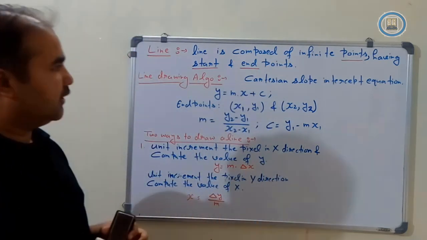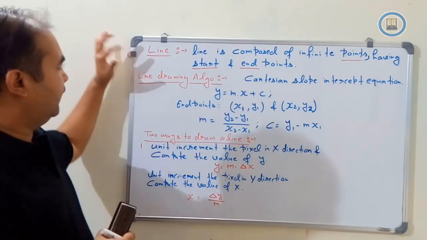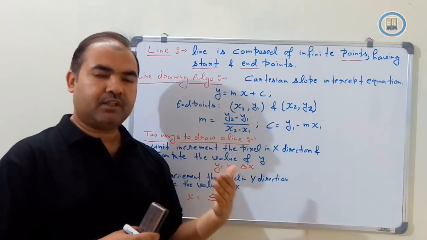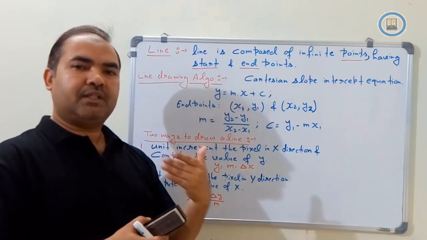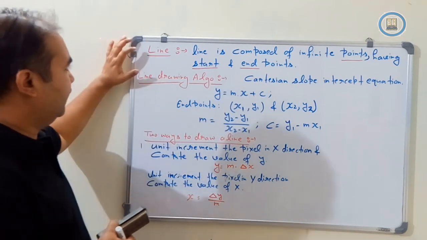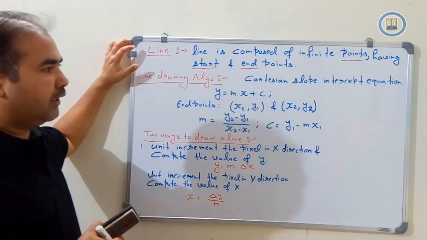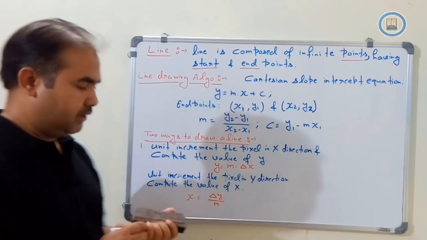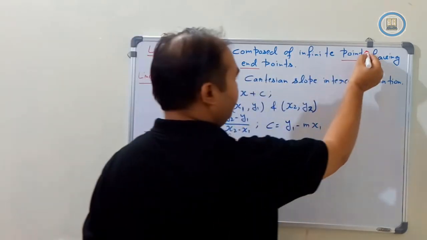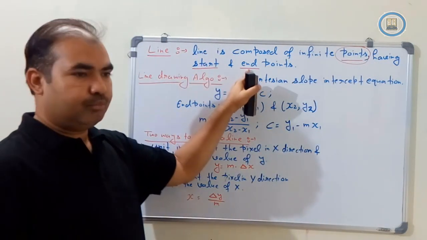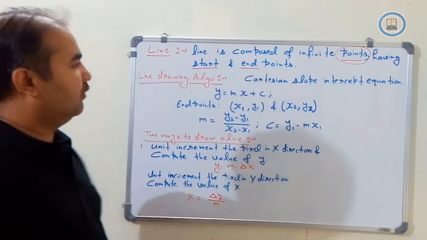Before starting the DDA algorithm, we should know about the line. Simple DDA is used as a line drawing algorithm, so we should know what a line is. Mathematically, a line is composed of infinite points and has start and end points. These two things are important.